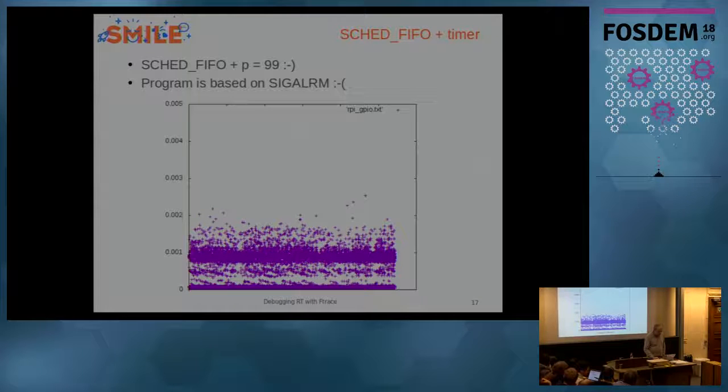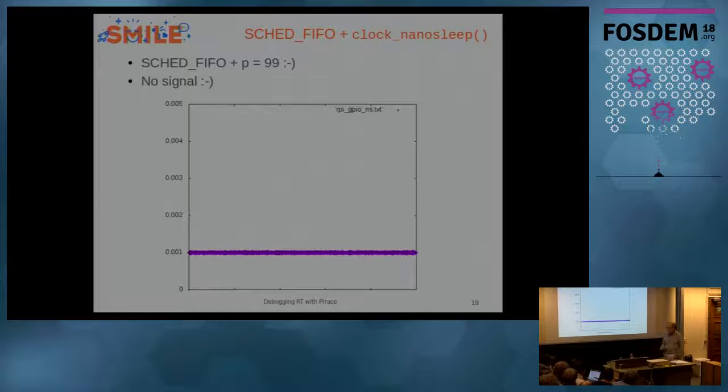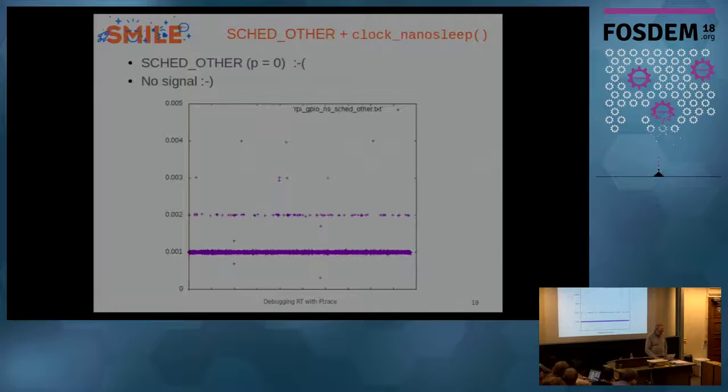Okay. The second test is SCHED_OTHER, but with clock_nanosleep. It's not real time, but it's not that bad, because there is no signal. And the third one is PREEMPT_RT with SCHED_FIFO and high priority. So it's the best.